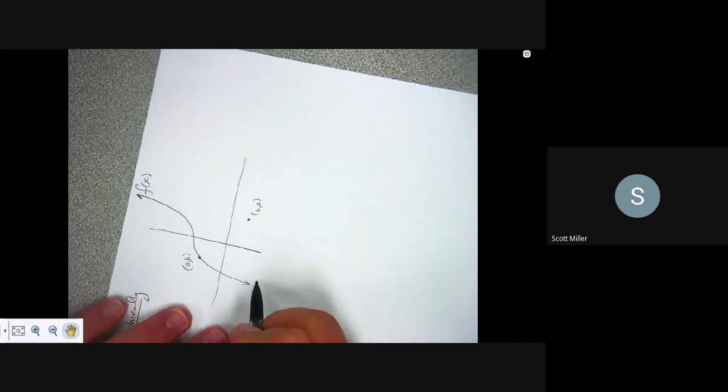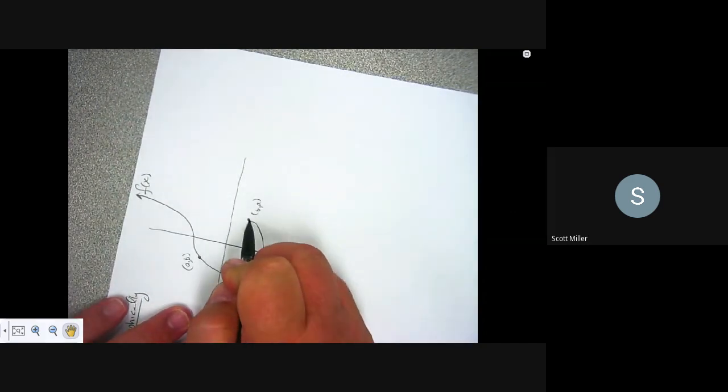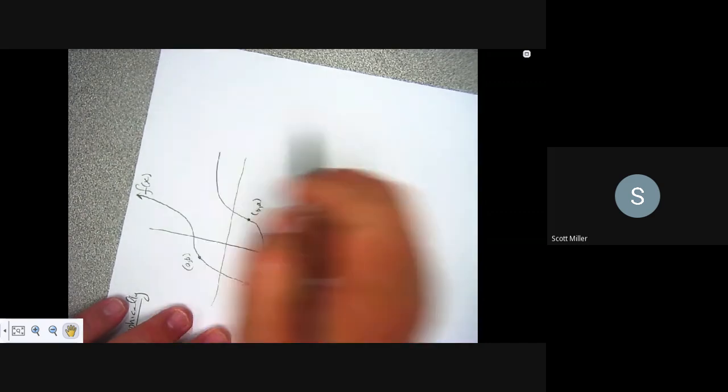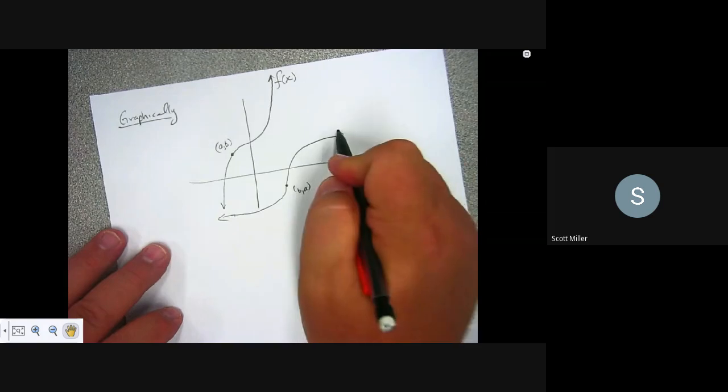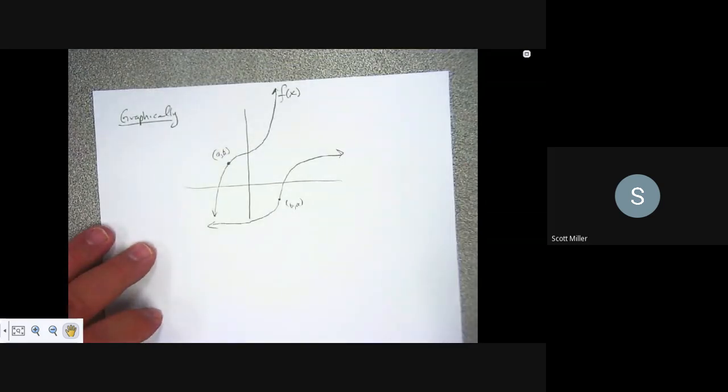So it's going to come out like so. And it's going to curve like this. And then it's going to go like that. So it's going to do something like that. Now, that's kind of interesting, isn't it?